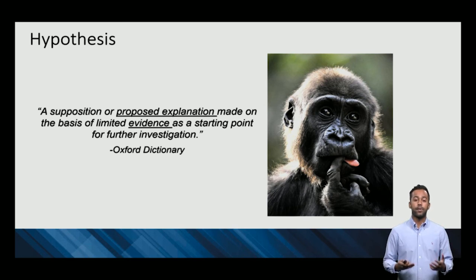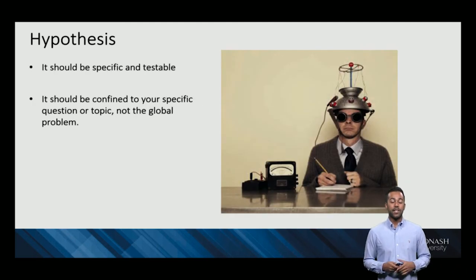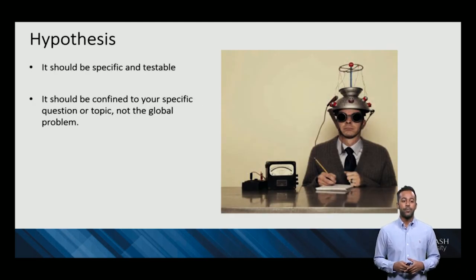Now I've underlined 2 or 3 words there, and the proposed explanation is really important because we don't know if our hypothesis is true yet. And it's made on the basis of limited evidence because we need to have it based on some research. We can't just make a hypothesis on a whim. It needs to be based on some sort of foundation. So a hypothesis should be specific and it should be testable. It shouldn't be too broad, and it should be confined to a specific research question or topic, not the global problem itself. So it needs to be narrowed down and it needs to be feasible.